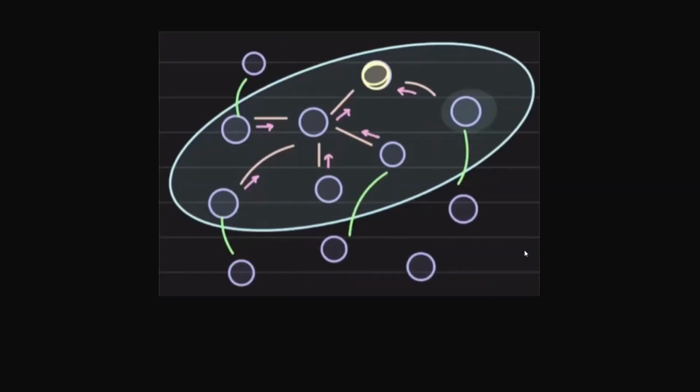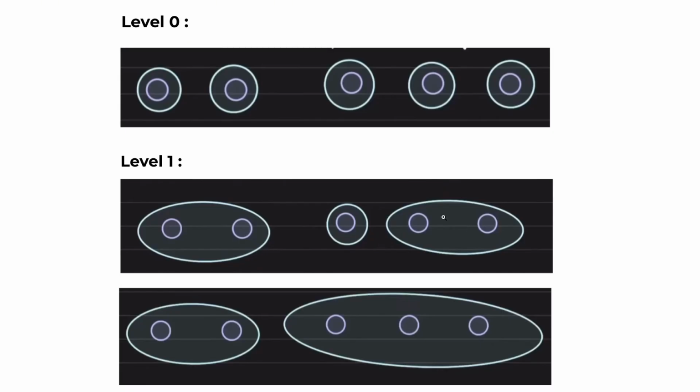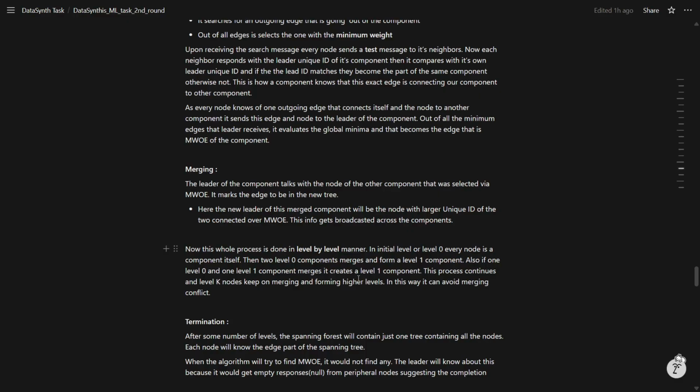So for this I'll be showing here. In level 0, every node knows only their own data, but they are not connected. But in level 1, two level 0 nodes connect and make a level 1 component, as you can see here. Also if a level 0 and level 1 both merge, it will also be called a level 1 component.